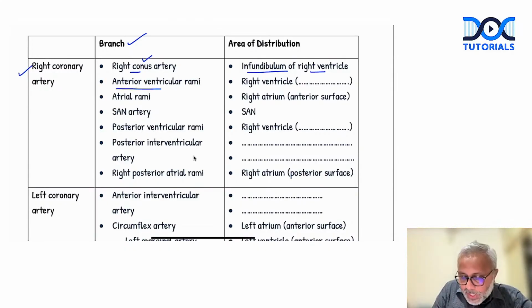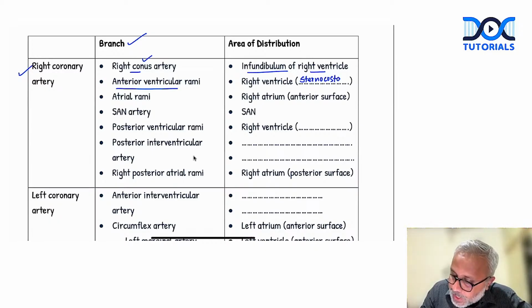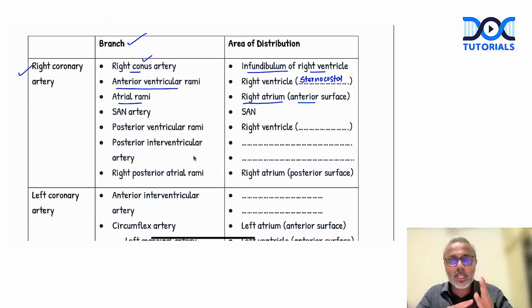Then anterior ventricular rami. As the name suggests, what should it supply? It should supply the anterior surface of the ventricle. Which ventricle? Predominantly right ventricle and partly the left ventricle. So what we need to remember here is this supplies the sternocostal surface, which is also referred to as the anterior surface of the heart, right? Then atrial rami, right? These atrial rami supply the right atrium, but again anterior surface. So conus artery, ventricular artery, atrial rami.